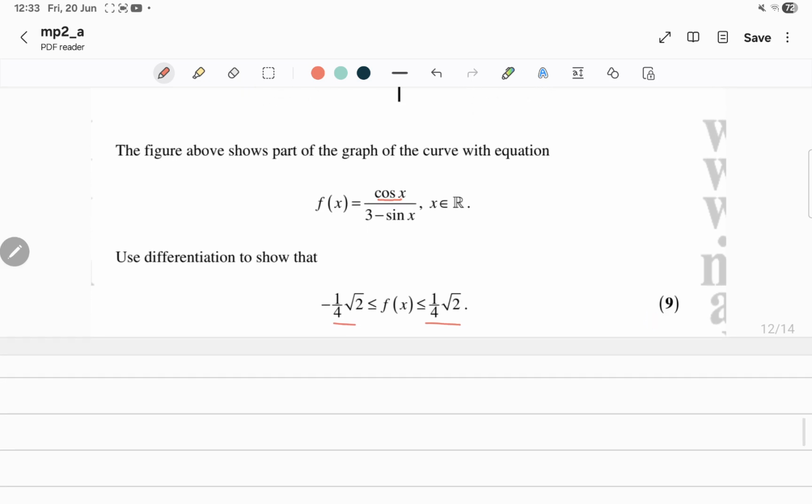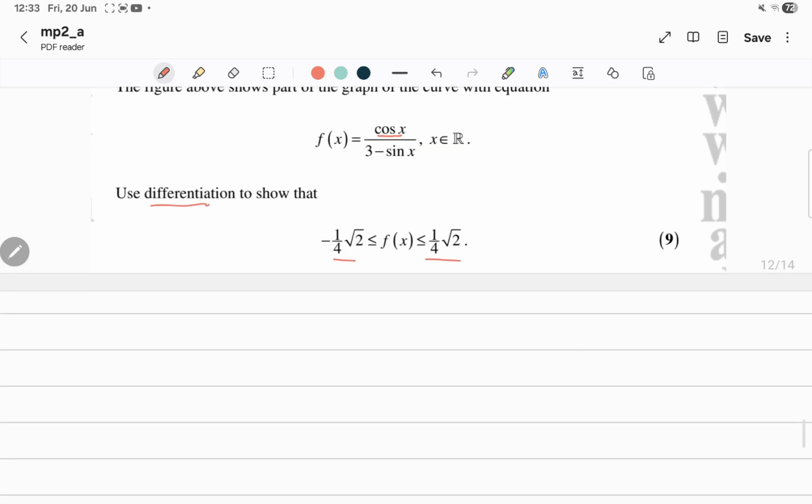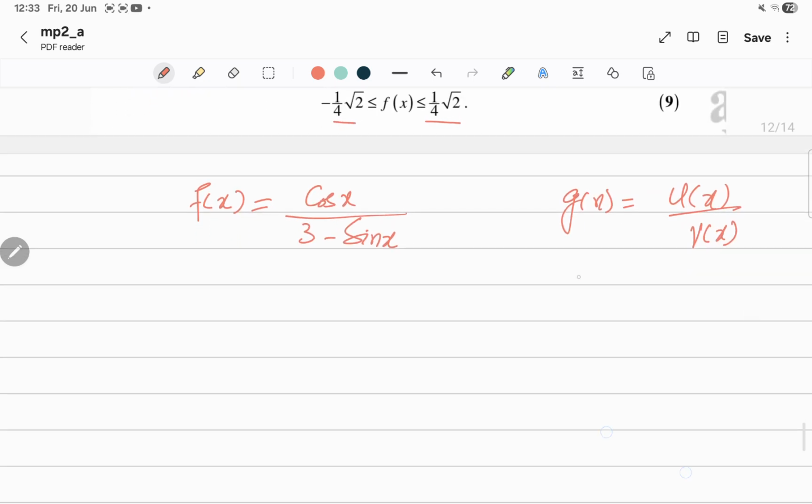Because we have to use differentiation, we should apply the derivative on this fraction. You can see this is the fraction cos x over 3 minus sin x. If we have a fractional equation and you have to differentiate it, we should apply the quotient rule. Let's say g of x equals u of x over v of x, then we have to apply the quotient rule to get the derivative of this function.